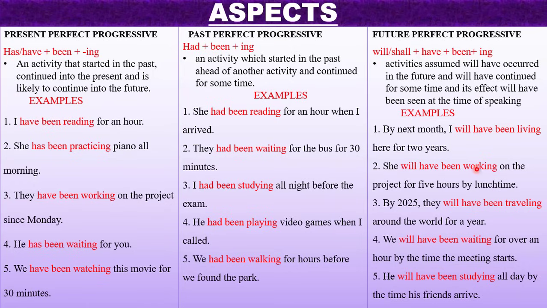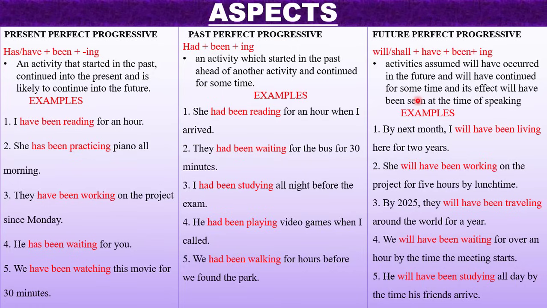2. She will have been working on the project for 5 hours by lunchtime. Will have been working. Future perfect continuous. By 2025, they will have been traveling around the world for a year. Future perfect continuous. We will have been waiting for an hour by the time the meeting starts. Future perfect continuous. He will have been studying all day by the time his friends arrive. Future perfect continuous. Now, try to write down your own sentences under future perfect progressive.